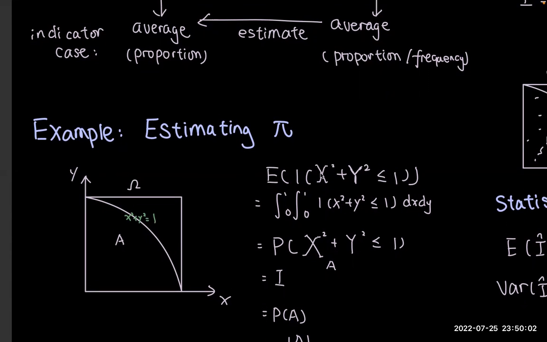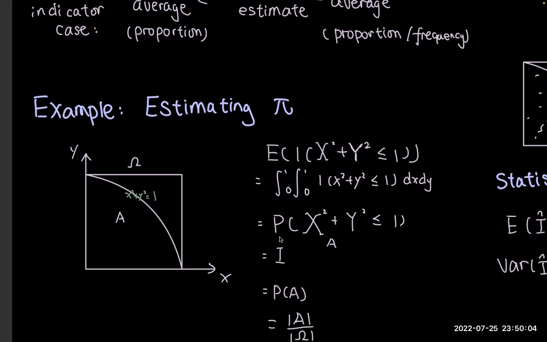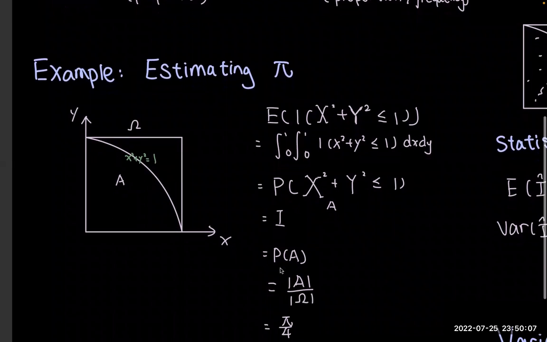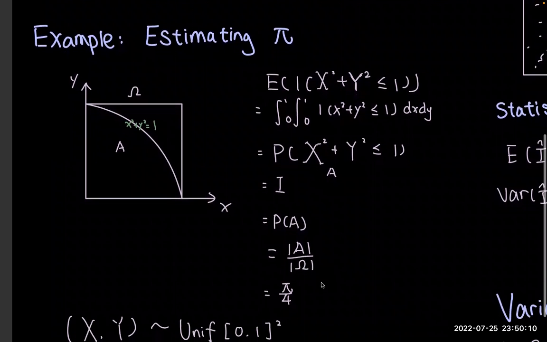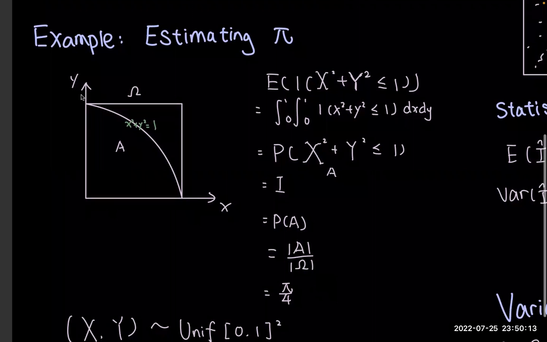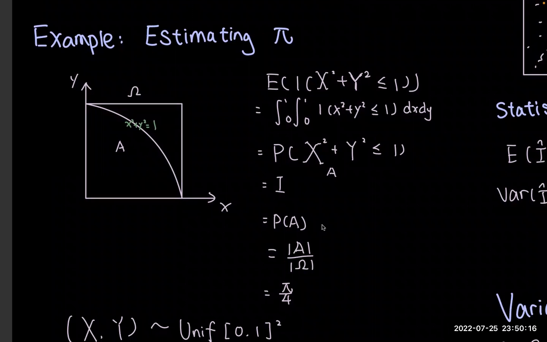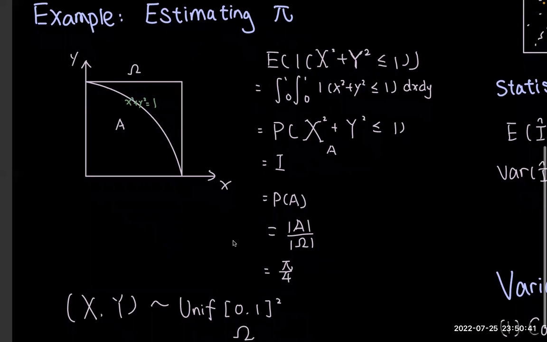So the expectation is a probability, as we derived before, and this probability is simply the area of A divided by the area of omega. The area of omega is 1, and the area of A is pi over 4. So this is an unknown constant. Supposedly, we don't know pi, although we define pi to be the area of the unit disk, and this is 1/4 of the unit disk. That's why it is pi over 4. So even though we can define pi this way, supposedly we don't know how to compute pi. Therefore, we can use the Monte Carlo method.